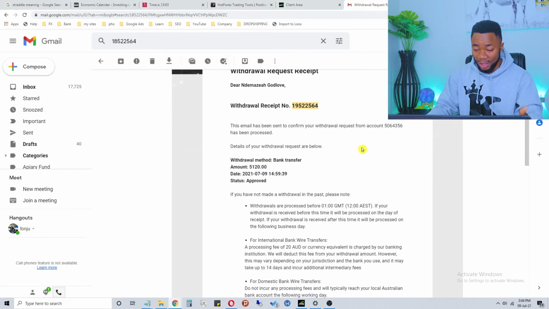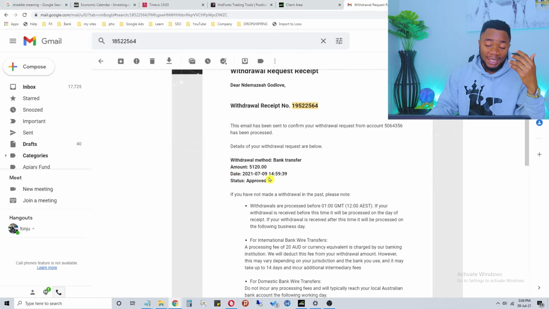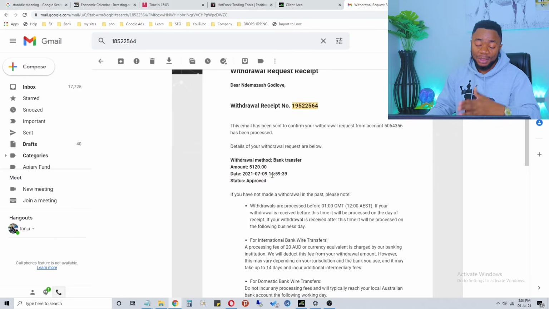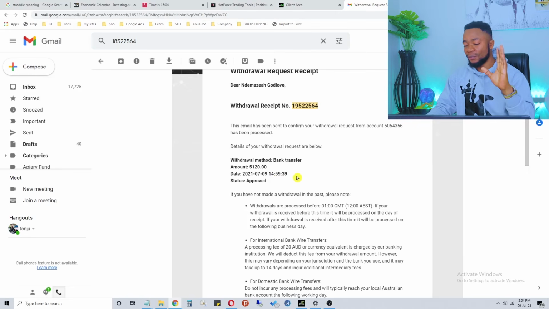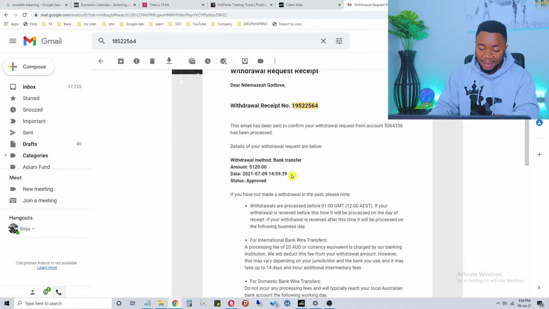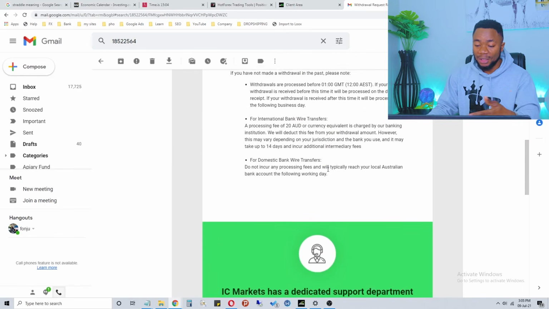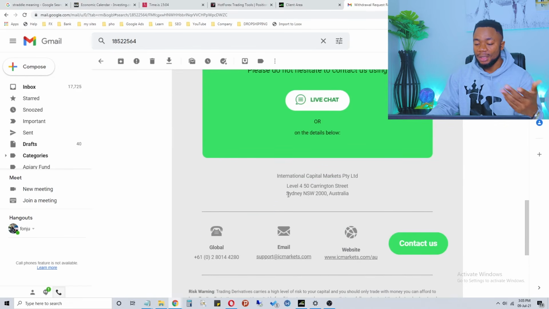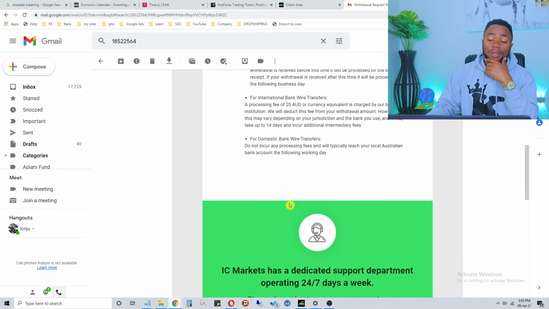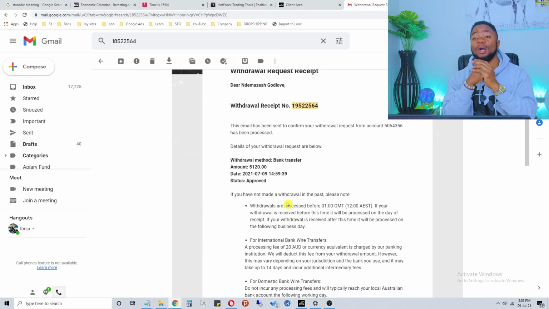Then details of your withdrawal request, withdrawal method, bank transfer, amount 5,120, date, that's the 9th of July 2020, and the time was 2:59. That's about 3 to 4 minutes after I submitted, and that's the confirmation. That was 2:49. And you see, they're just telling me the charges they're going to cut from me, blah blah blah, and stuff like that. You can see that's everything. So the money is already on the way to my account. In between 1 to 2 business days, I'll have the money in my account.